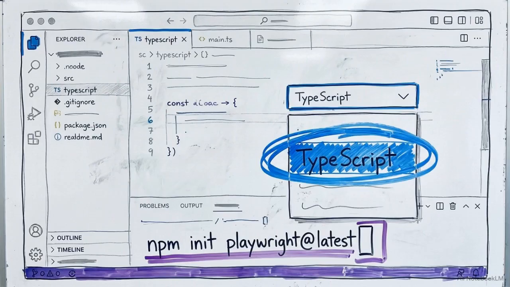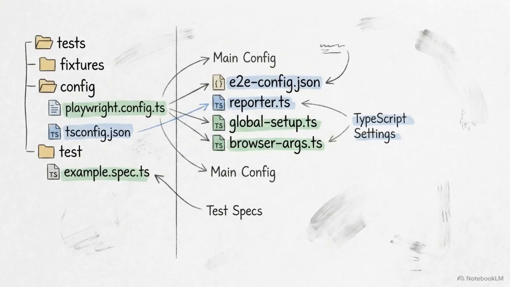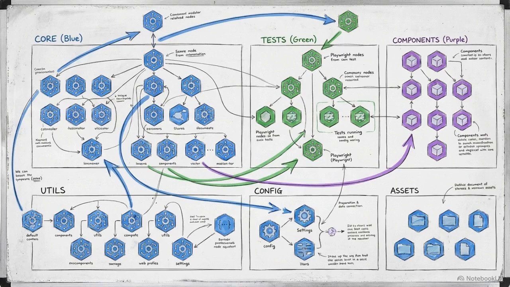We start by opening the terminal and initializing the latest Playwright project, selecting TypeScript as our default language. The installer generates a basic set of files, but these are just the starting point. For an enterprise-level project, we need a more modular approach. This diagram shows the four-branch directory structure we will build.